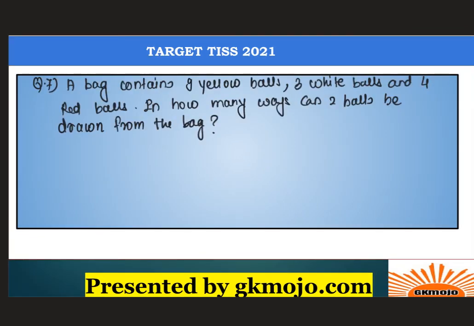Let's have a look at question number 7 now. A bag contains 9 yellow balls, 3 white balls, and 4 red balls. In how many ways can 2 balls be drawn from the bag? So over here there's no condition. It is just generally saying that you have to pick up 2 balls, right? So the total number of balls, first of all, is 9 plus 3 plus 4, which is 16, right? And you have to pick up how many? 2. So the total number of ways of picking up 2 balls from a bag of 16 is 16C2, right?